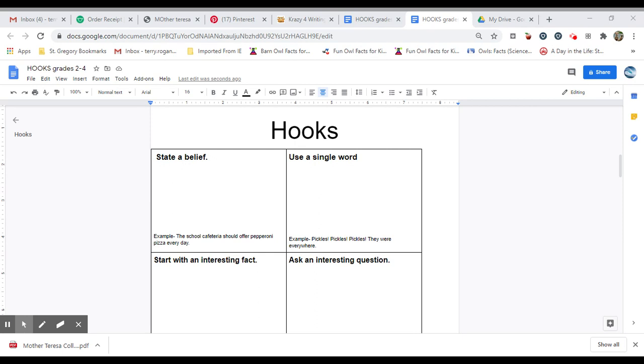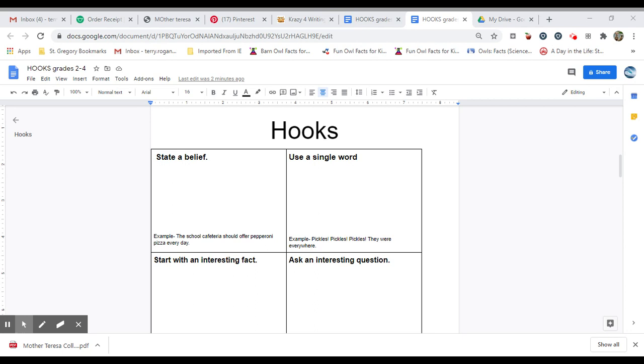A hook is something that draws your reader in. It's more interesting than Once Upon a Time or There Once Was. So, we're going to go over a few samples of hooks for you to begin your story with. You just have to choose a hook.